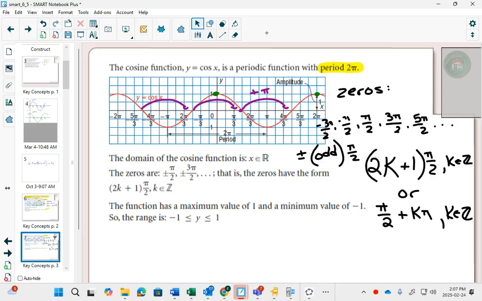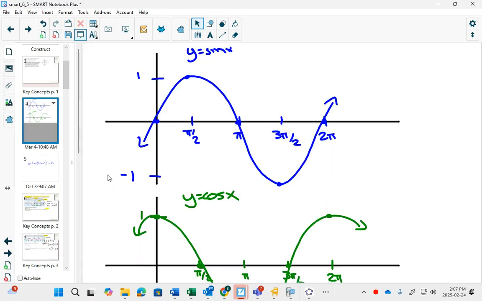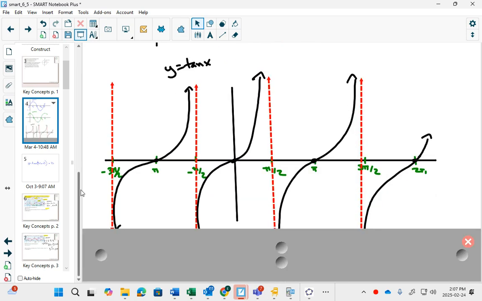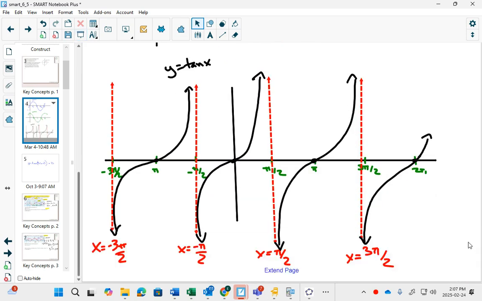Then on page 516, you can add the graph of tangent. And on the tangent graph, you know how in your unit circle you have some things that are undefined? On your tangent graph, those undefined parts are actually vertical asymptotes.